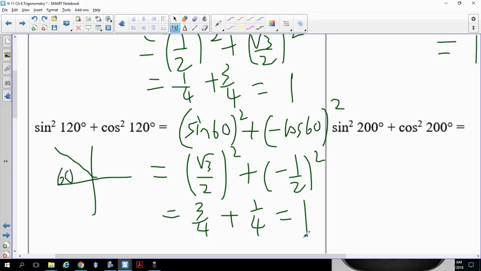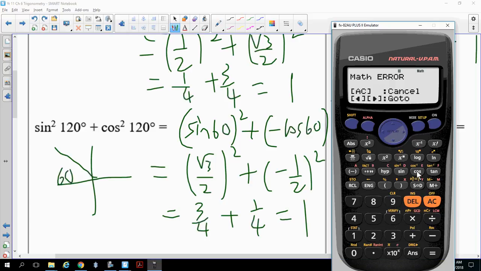Alright, the last one, use a calculator. You just go sine in brackets 200, square. Actually, you don't need that many brackets. Just put a square here, get rid of the first bracket, that will be enough. Okay, go back. Plus cos 200 close bracket square. The two angles have to be the same. You get 1. Okay, so it's 1.